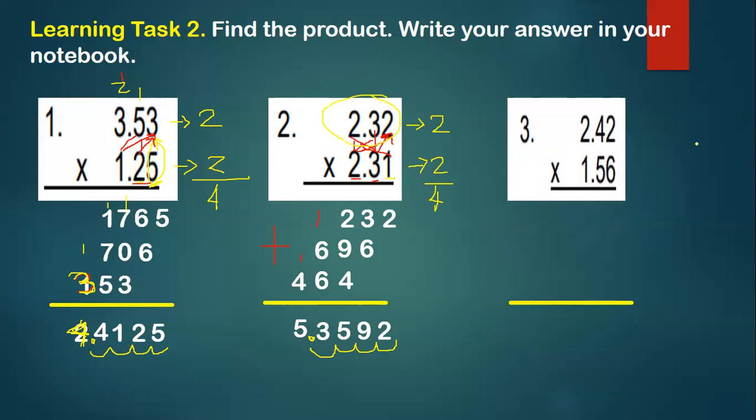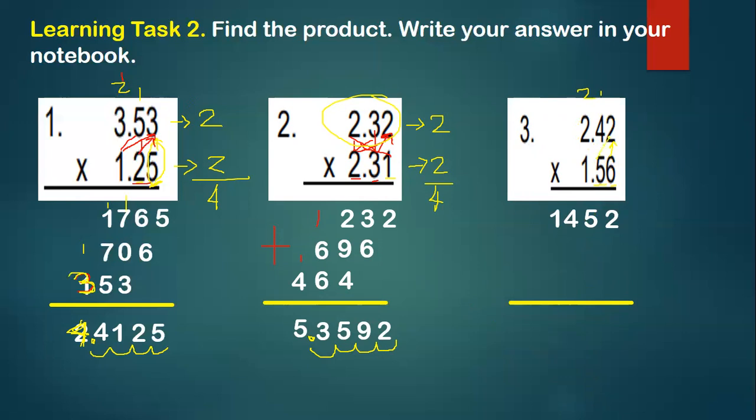Okay, number 3 tayo. 2 and 42 multiplied by 1 and 56. Same process. Ganun lang. Simula sa tens place, 6 times 2. Okay? And that is 12. Carry 1. Okay? And that is 6 times 4. That is 24 plus 1. Okay? That is 25 or 5. Carry 2. And the 6 times 2, that is 12 plus 2. And that is 14. Okay.